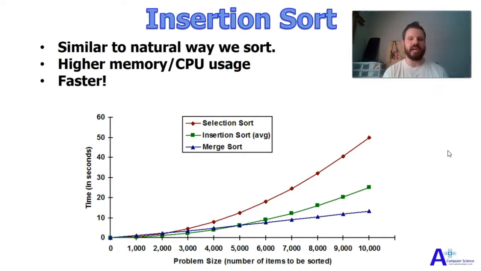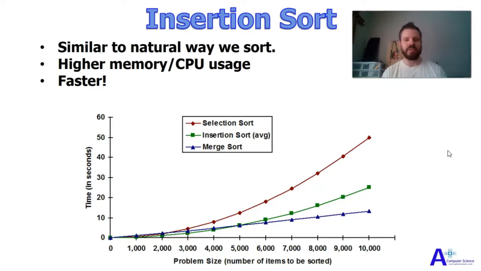Last thing then, let's talk about advantages and disadvantages of insertion sort. The main advantage is it's kind of natural. Like we said, it's the way people would sort a list if you gave them a list to sort. The disadvantage is it requires more memory and more CPU usage. It's a little more complicated algorithm, so the computer is going to be storing more things as it goes. It is faster though. Why is it faster?